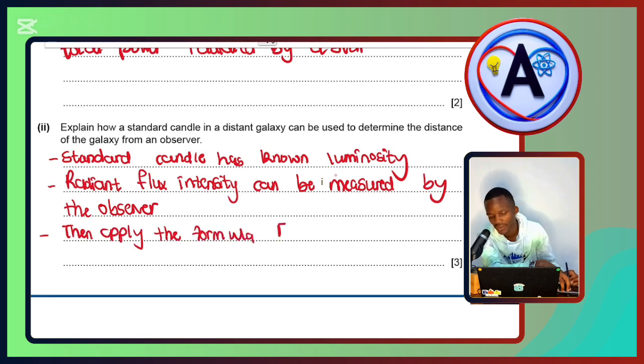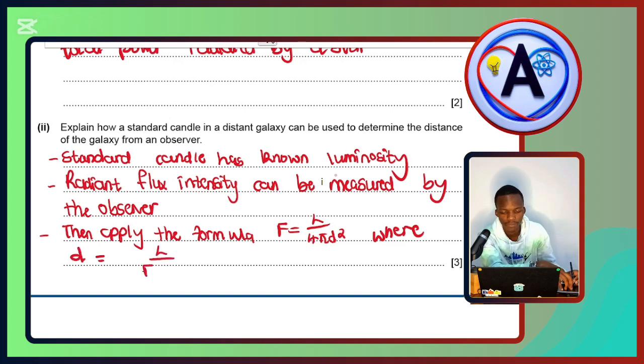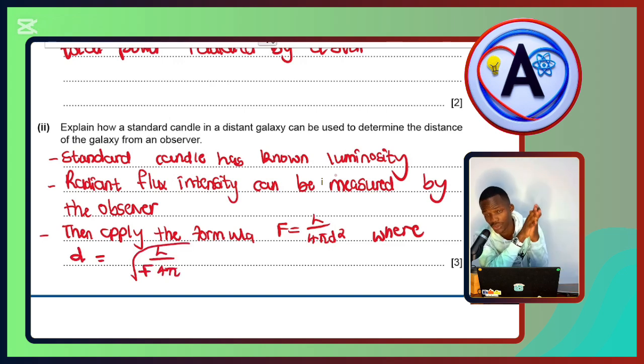Okay, F is equal to L over 4 pi d squared, where the distance itself that you want, d, would be equal to the square root of L over 4 pi F. That's essentially how you're therefore going to calculate the distance. So you know what a standard candle is. You know that it is known luminosity. You know the total power emitted by that standard candle. Radiant flux intensity, you can measure that. And then you can apply the formula F is equal to L over 4 pi d squared to be able to calculate the distance itself. Okay.